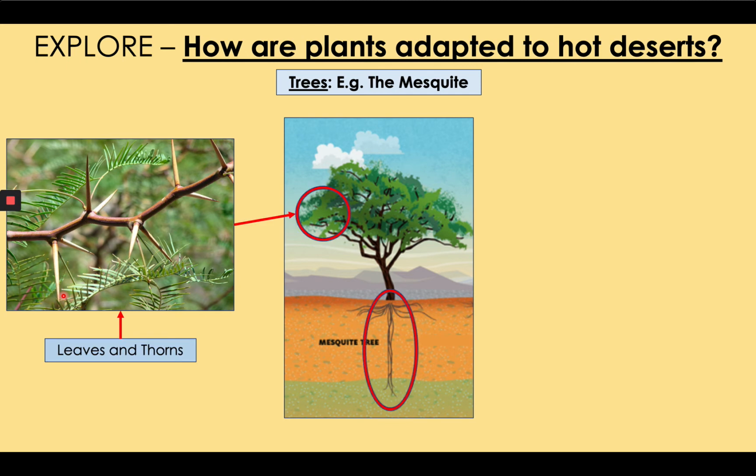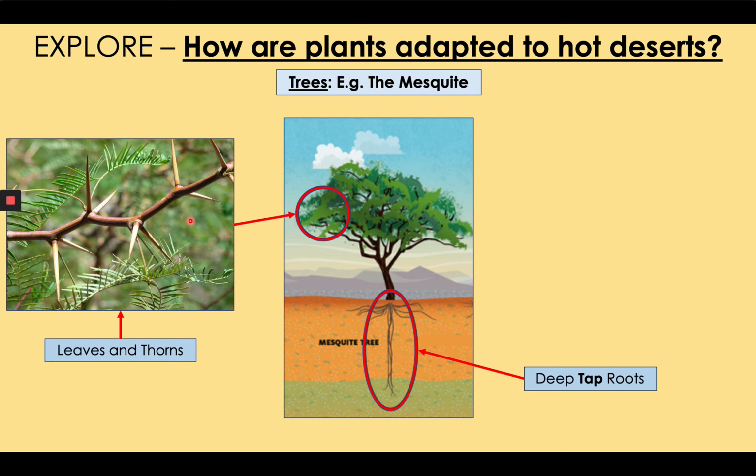Additionally, look below the surface. You'll see a long array of roots stretching deep down underground. The mesquite tree has some of the longest roots in the world. They stretch almost down to 30 meters in some cases. Why is that important? These long, deep roots are called tap roots, because they tap water deep underground.